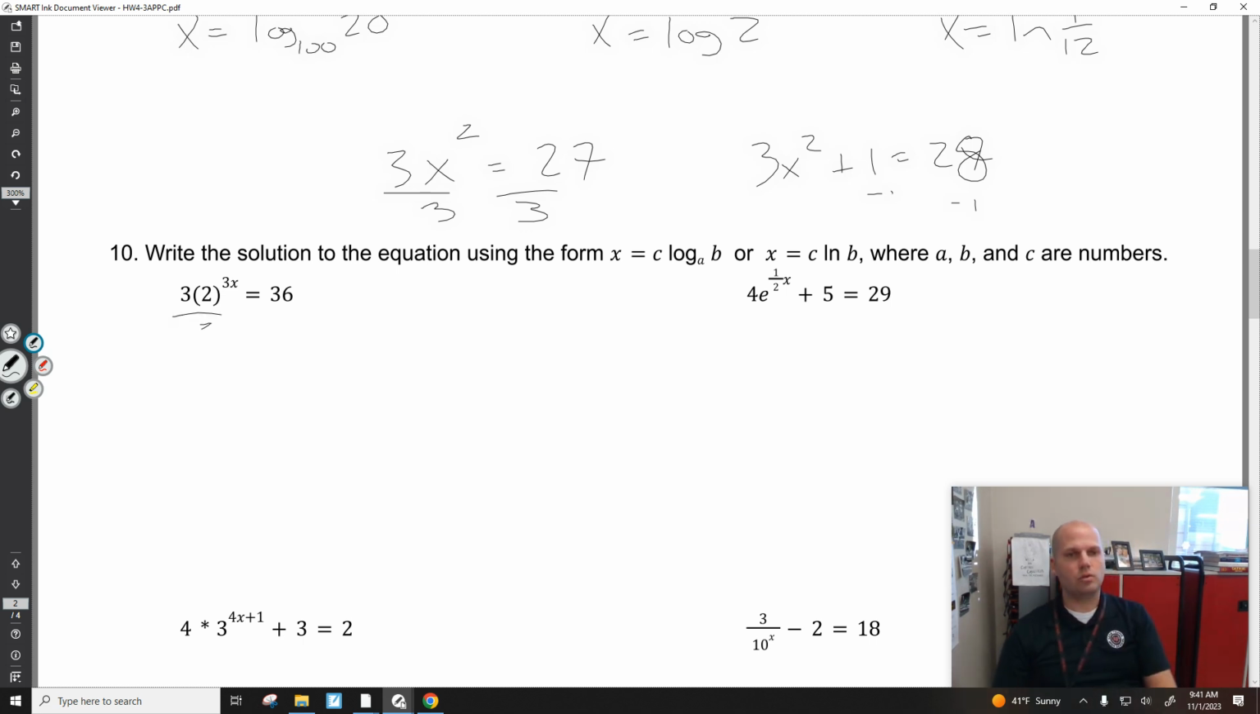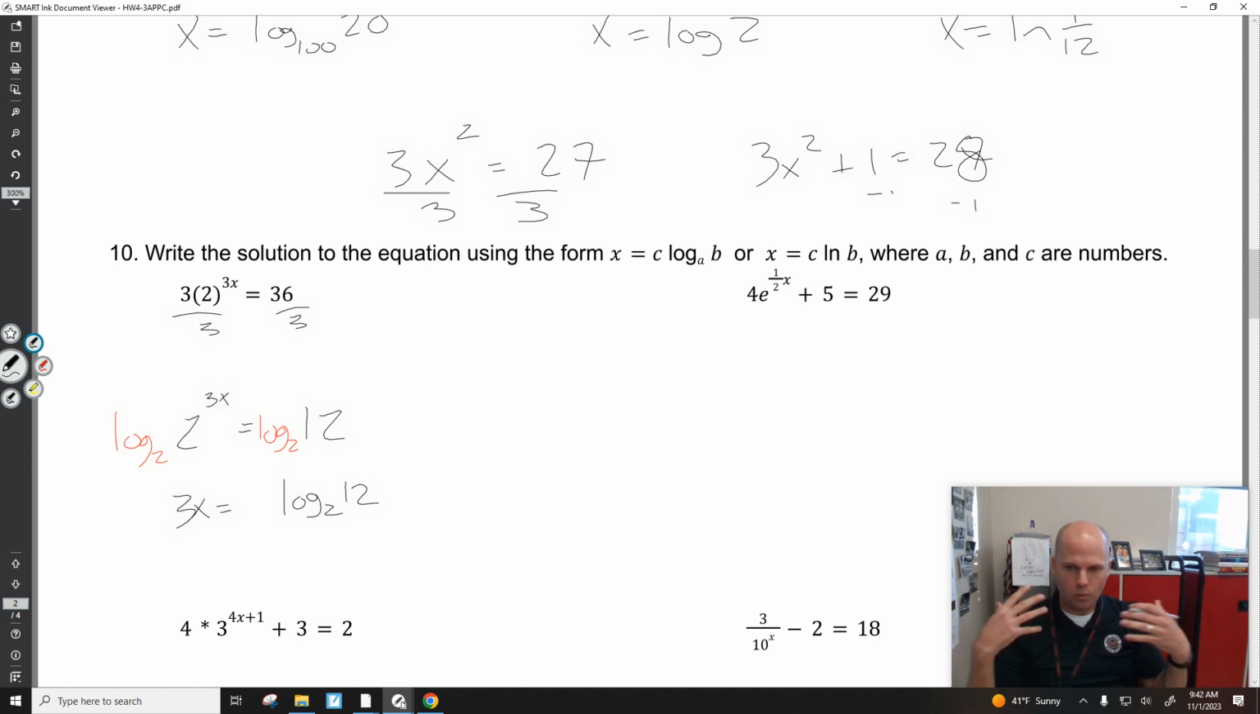Here, I want to divide by 3 and then use a logarithm to get rid of the 2 to the power and just have the power. I will use a log base 2 to undo the 2 to the power. I get 3x equals log base 2 of 12, which is a number. We can find it, but be okay with just leaving it. We will solve for x by dividing by 3. Dividing by 3 is the same as multiplying by 1/3.